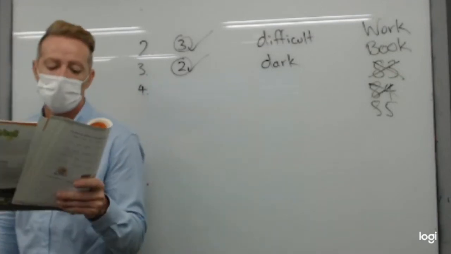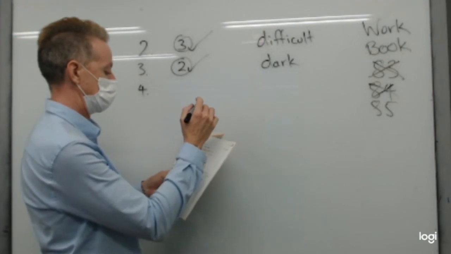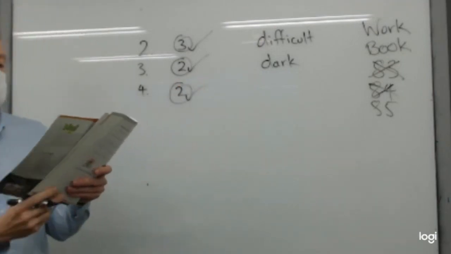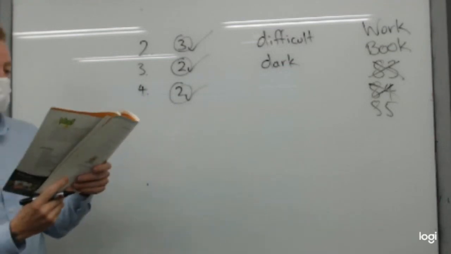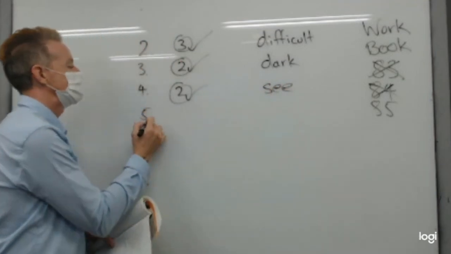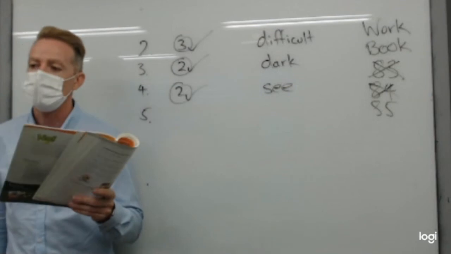West. Ellie, four. I can't see without my glasses too. I can't see clearly without my glasses. Good. I can't see clearly. And it's changing? Can't see. See. Yeah, I can't see clearly. Next, five.